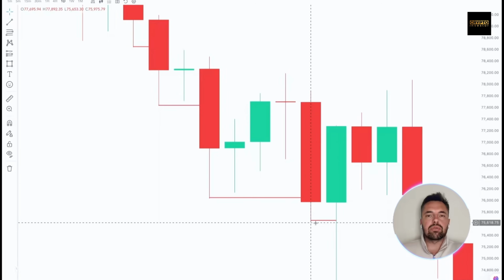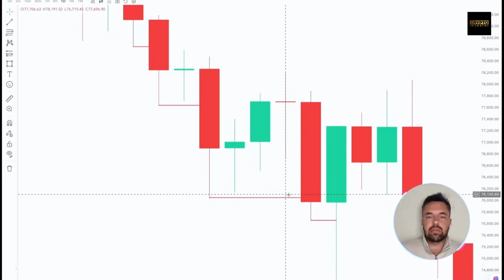So this is what we're going to talk about in the next video, how to take it to the lower time frames and capitalize on these moves. But a very easy way to read the market.